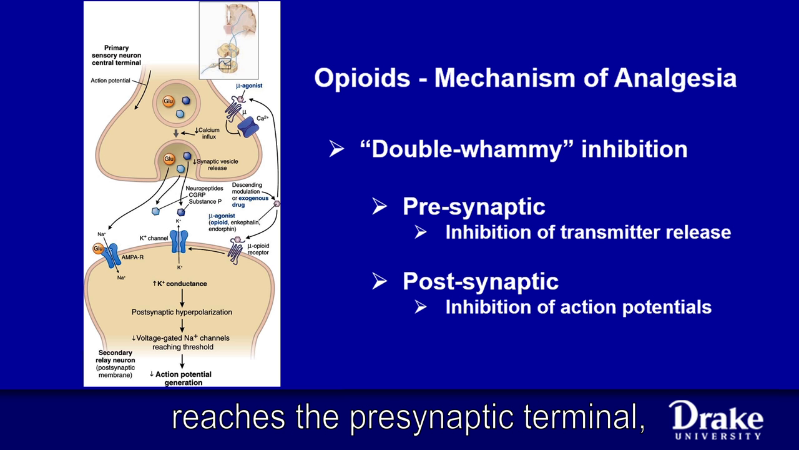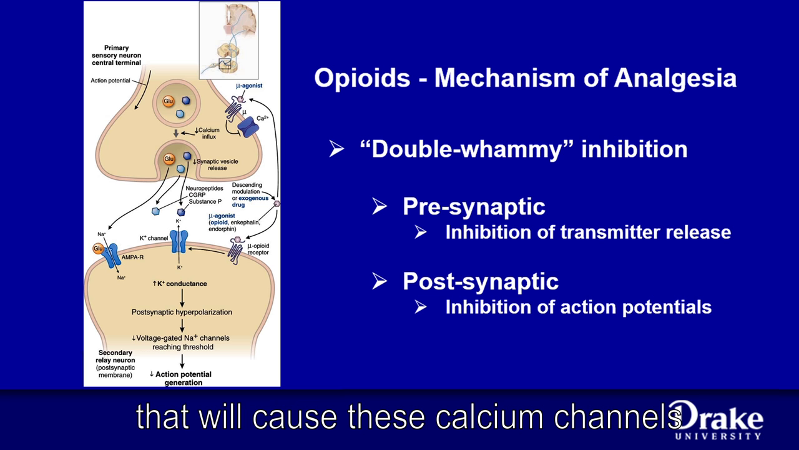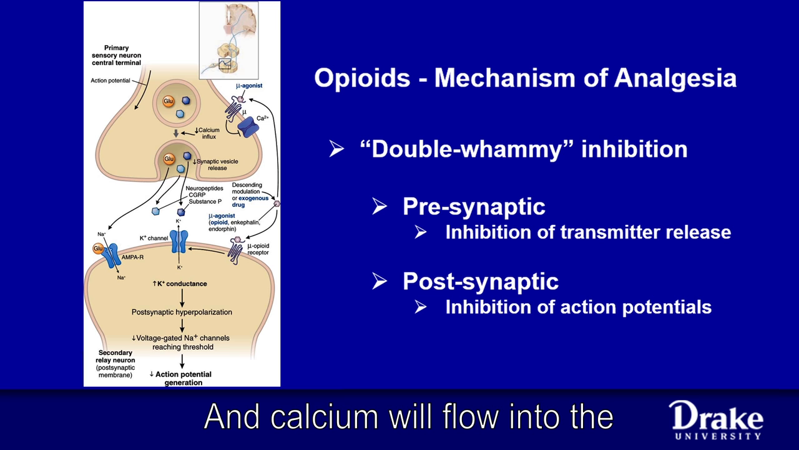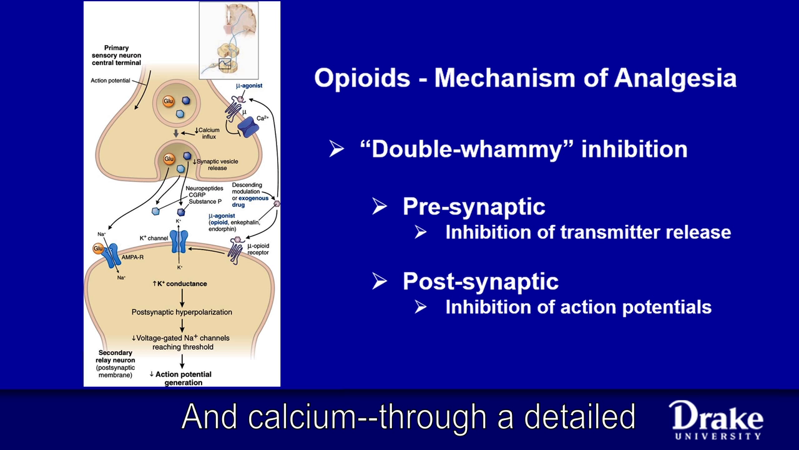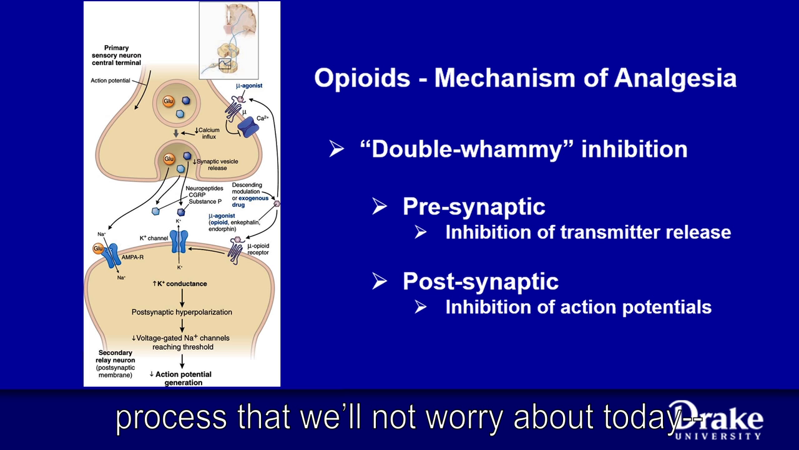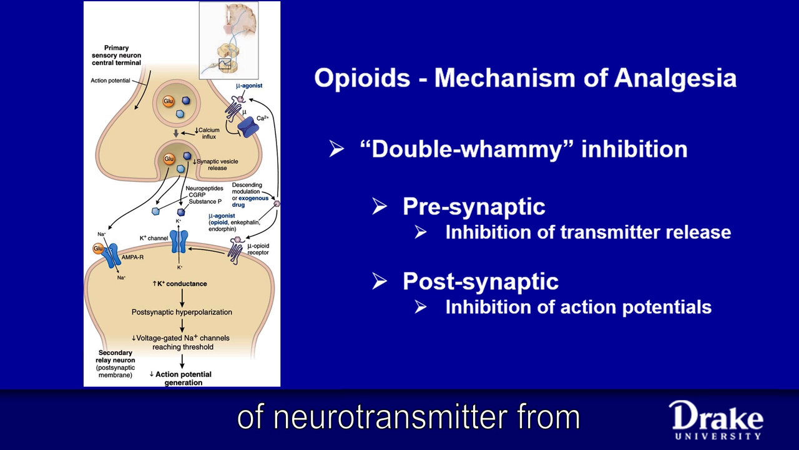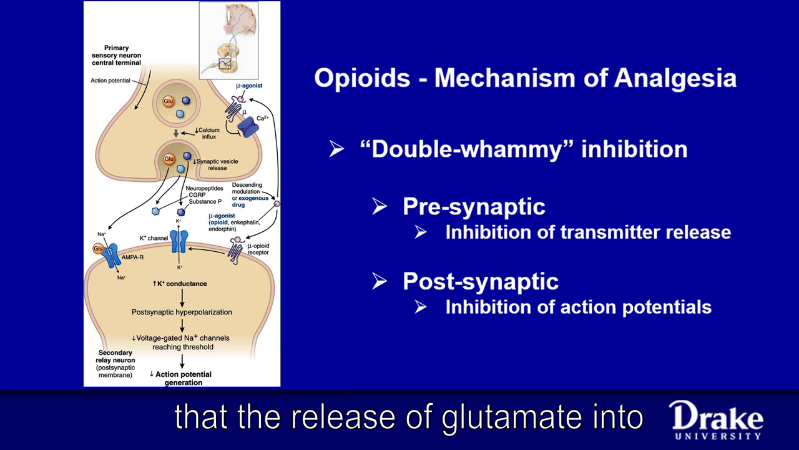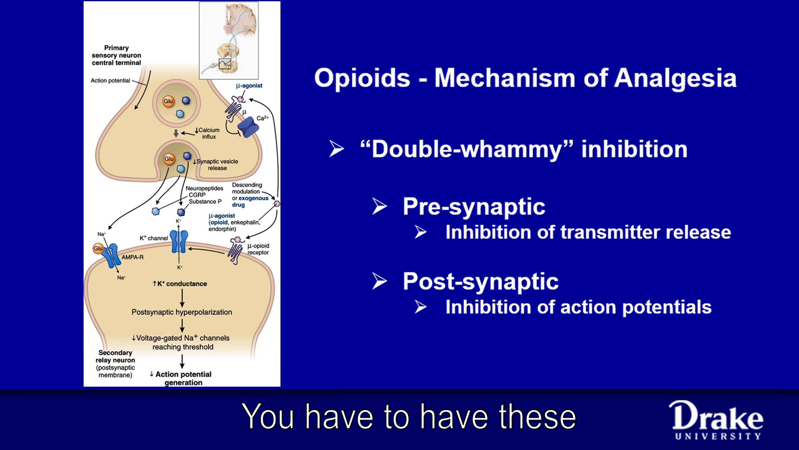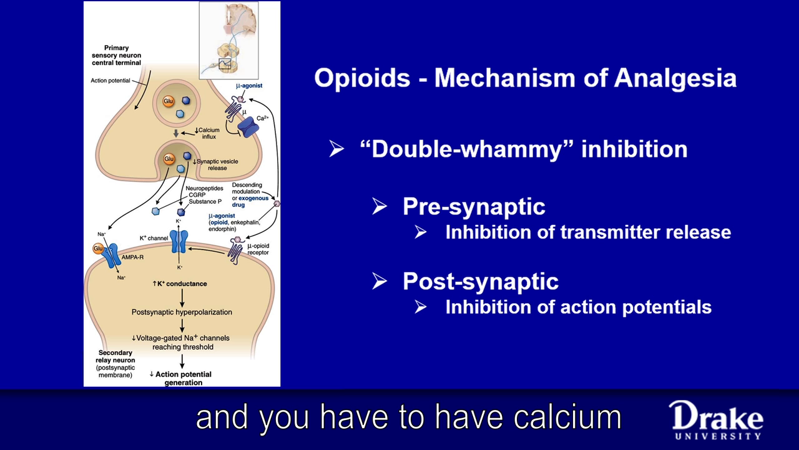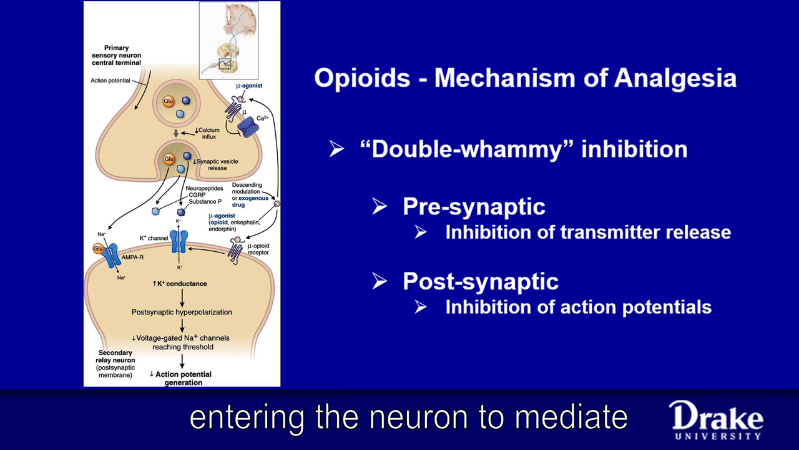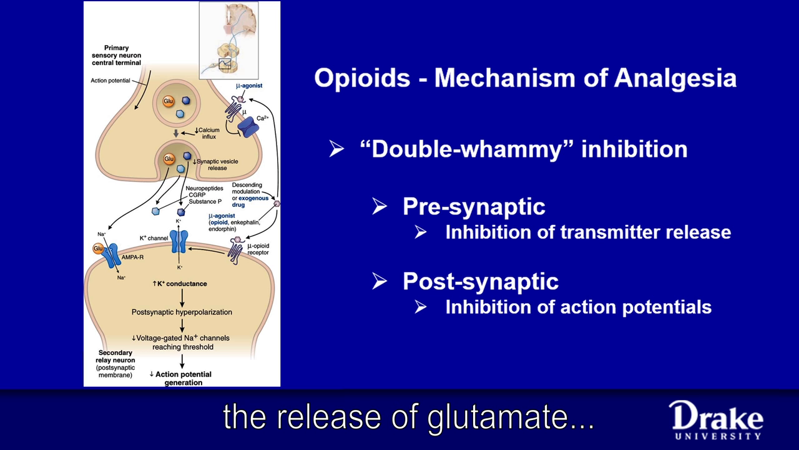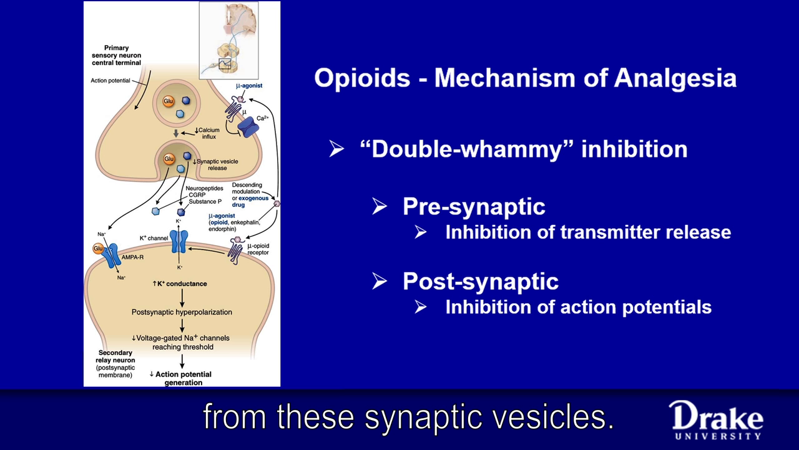And when the action potential reaches the presynaptic terminal here, that will cause these calcium channels to open. And calcium will flow into the presynaptic terminal. And calcium, through a detailed process that we'll not worry about today, will mediate the release of neurotransmitter from this presynaptic terminal. The neurotransmitter used here in the pain pathways is the amino acid glutamate. The important thing to know is that this release of glutamate into the synapse is calcium dependent. You have to have these channels opening in response to the action potential, and you have to have calcium entering the neuron to mediate the vesicular release, the release of glutamate from these synaptic vesicles.